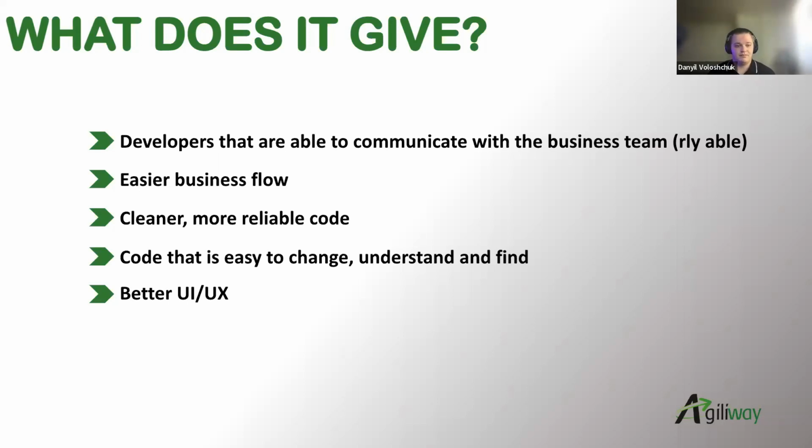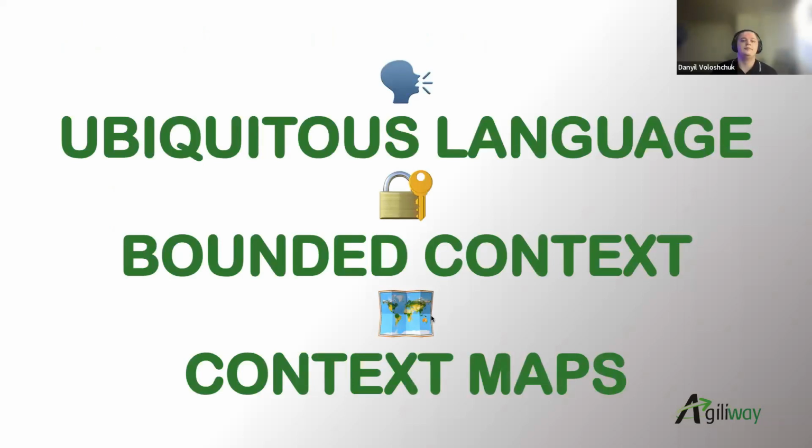But here comes a question. How does DDD make all this magic? DDD gives you a lot of tools that you can use for strategic and tactical parts of the development process, but today I'm going to tell you more about the strategic ones. And here they are, the crucial tools you need. Just use them and you will see how your project becomes better and better, more scalable, more reliable, and easier to understand. The three tools are ubiquitous language, bounded context, and context maps.